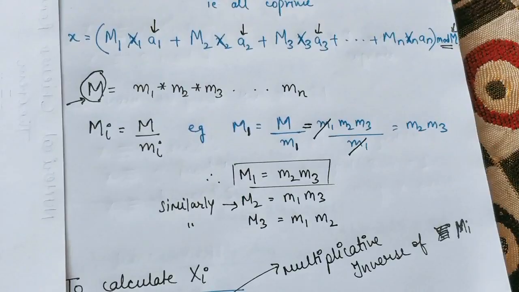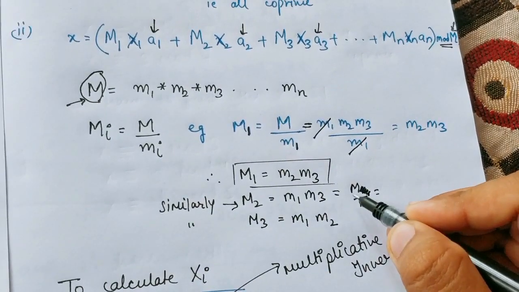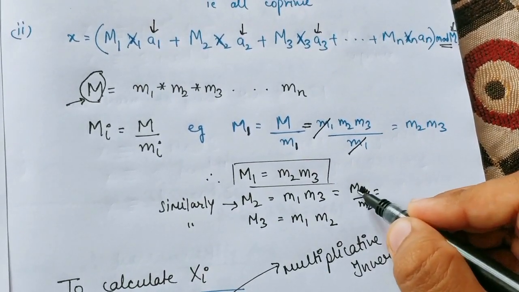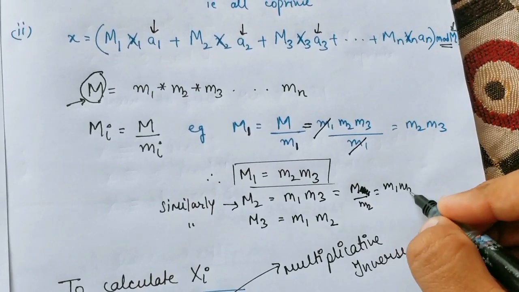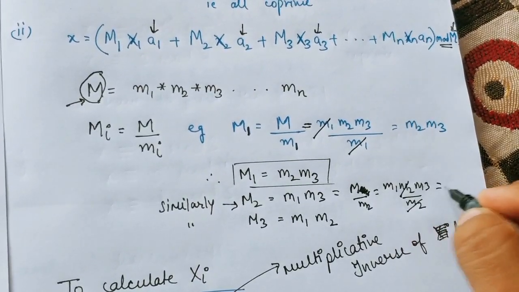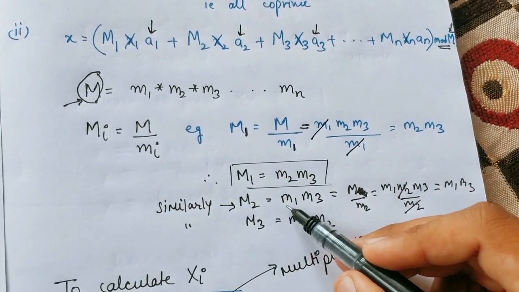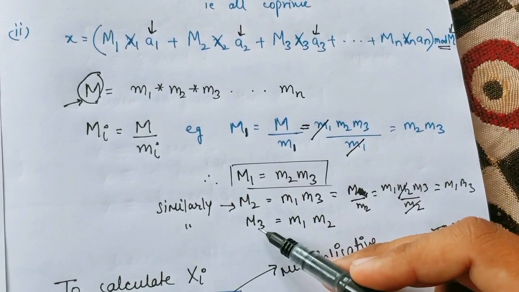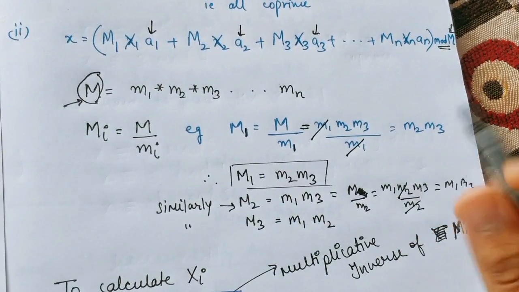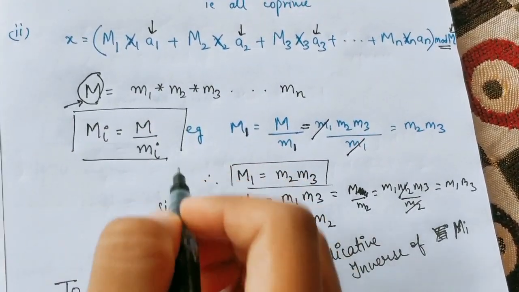So why is it that we are getting the value of capital M2 as m1 m3? It is so because when we divide capital M by small m2, the value of capital M is m1 into m2 into m3, and when we divide it by m2, m2 will get cancelled, and you will get m1 m3. So that's why you will get the value of capital M2 as small m1 into small m3. Similarly, you will get the value of capital M3 as m1 into m2. So this is how you will calculate the value of capital M1, M2 or M3. This is the formula.